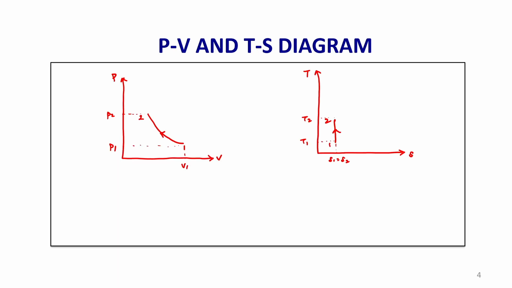Next one is 2 to 3, constant volume, where first heat is added at constant volume.